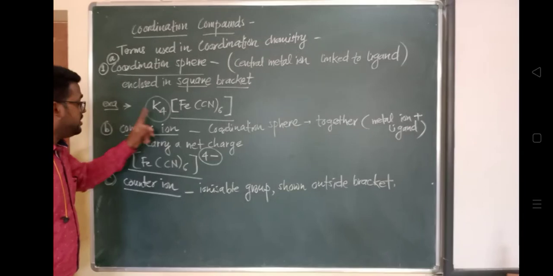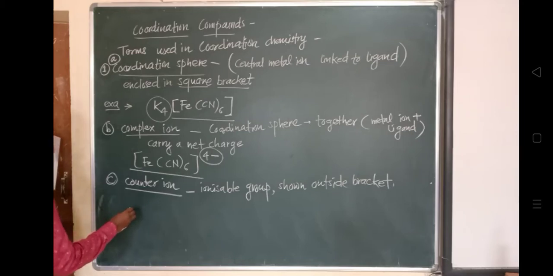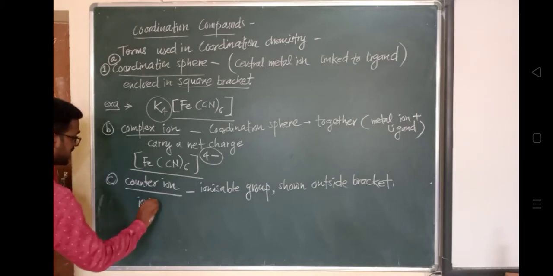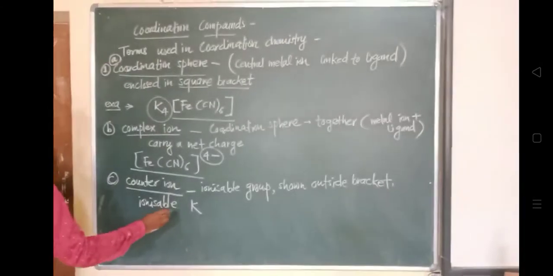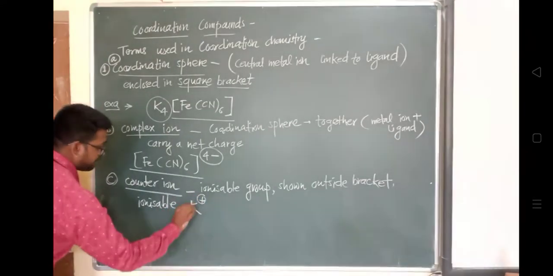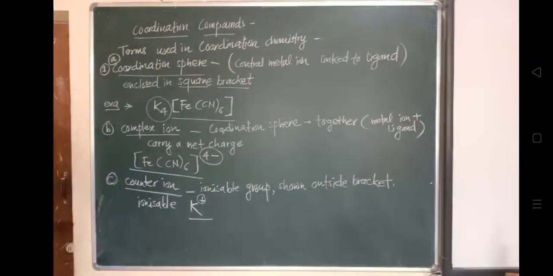पोटेशियम के ऊपर K plus चार्ज होता है. So this K plus in this coordination compound will represent the counter ion. So these three terms must be very, very clear. So what is the coordination sphere? It consists of a central metal ion which is linked with the ligands, and which is represented enclosed in a square bracket.